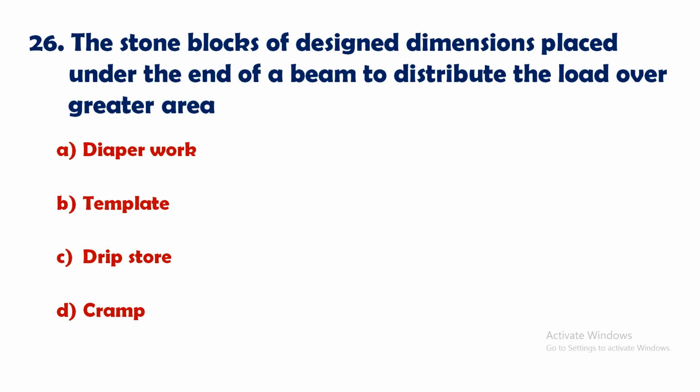The stone blocks of desired dimension placed under the end of a beam to distribute the load over a greater area is called as diaper work, template, drip stone, cramp. The answer is the stone blocks of desired dimension placed under the end of a beam to distribute the load over a greater area is called as a template.